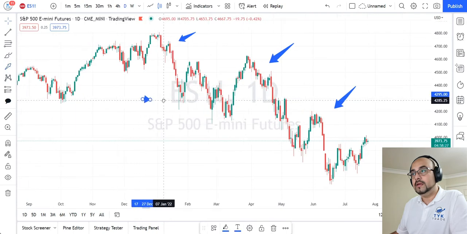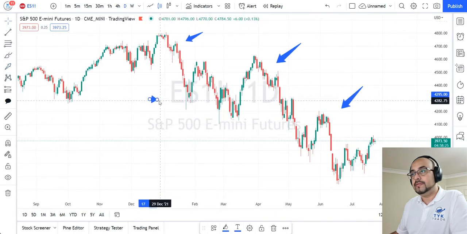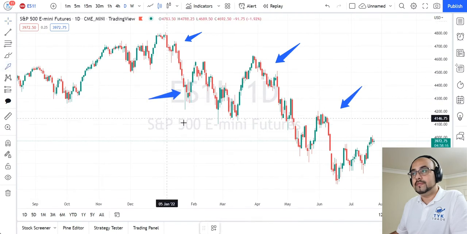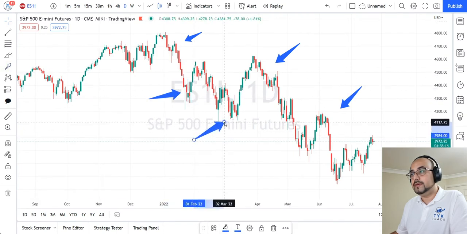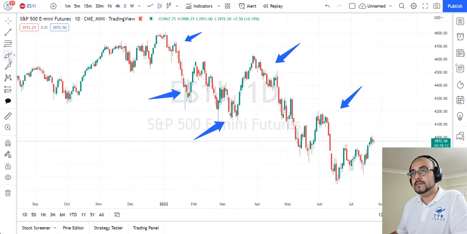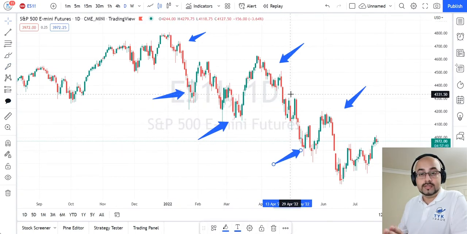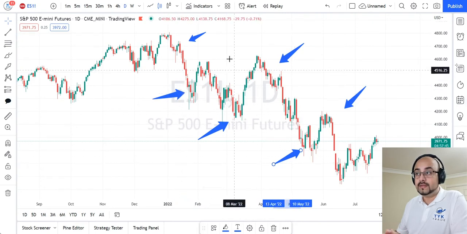Similarly, we have this low, the second low, and the third low. These are lower lows. So this is the definition of a downward trend: lower lows and lower highs.